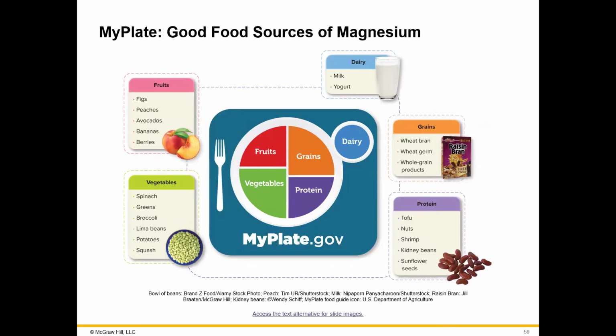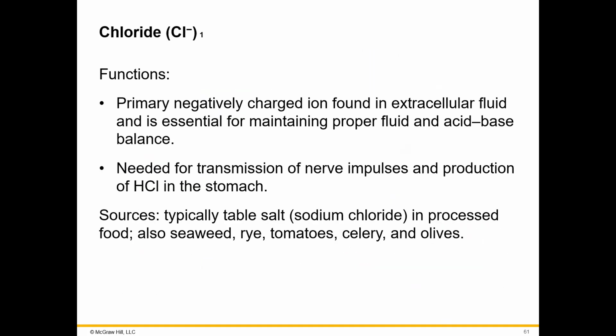All right. Our last few minerals we're going to talk about, first is chloride. Chloride is a negatively charged ion found in the extracellular fluid. It's essential for the fluid and acid-base balance that we talked about, nerve impulses, and the production of hydrochloric acid in the stomach. And we mainly get that through our salt intake, sodium chloride. It's also found in olives, celery, tomatoes, those kinds of things.